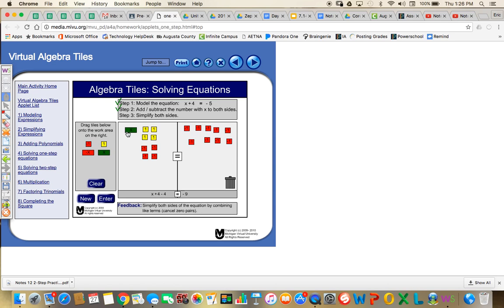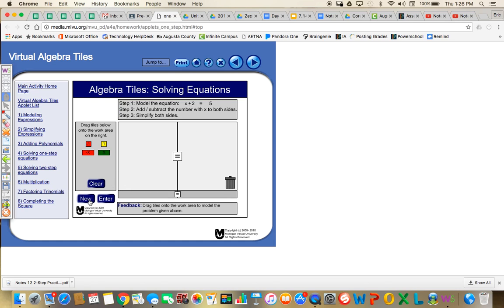Okay, now, there's step 2 complete. Now step 3, simplify both sides. So if I can make them disappear, I do. So 1 negative, 1 positive, until the variable is by itself. And the third check mark is complete. So the answer is x equals negative 9.